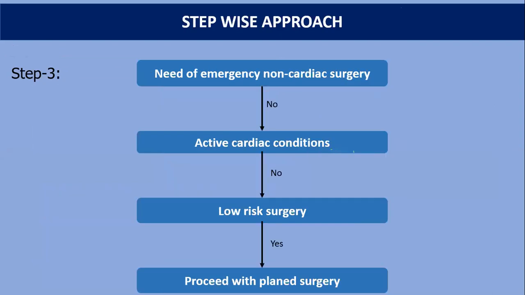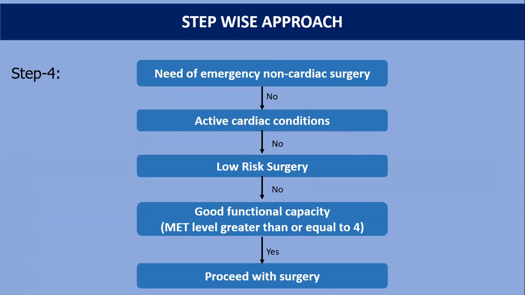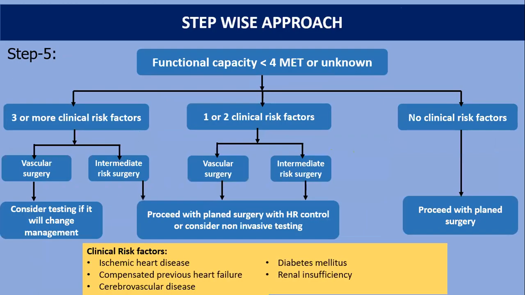If the patient has no active cardiac condition, and the surgery is a low risk one, proceed with the planned surgery. But if the surgery is not low risk, but a high risk or intermediate risk surgery, and the patient has a good functional capacity, equivalent to 4 or 5 METs, then proceed with surgery. If the patient's functional capacity is less than 4 METs, then you have to think about what can be done for reducing the perioperative outcome. You may need the help of certain investigations. But if there are no clinical risk factors, there is no need to do an investigation, go for planned surgery.